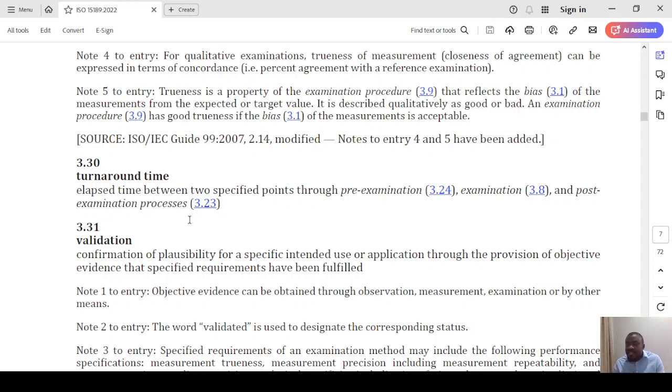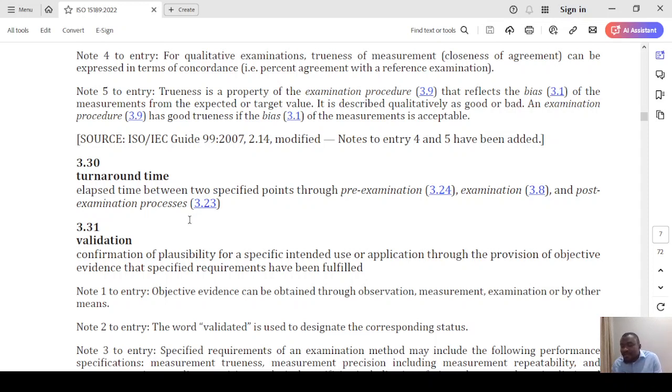Now, turnaround time is very important for a lab to define for that lab. Because for a certain lab, it might be the time between collecting the sample and releasing the results. For another lab, it might track the time from when the patient gets to the lab to the time they leave to go back to the clinician.